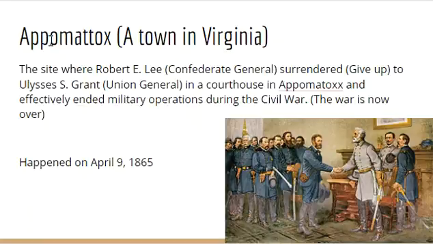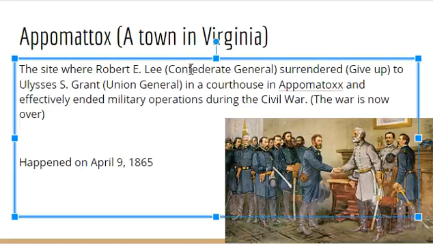And next we're going to talk about Appomattox, which is a town in Virginia. This is the site where Robert E. Lee, the Confederate general, surrendered, which means to give up, to Ulysses S. Grant, who was the Union general. It happened in a courthouse in Appomattox, and effectively ended military operations during the Civil War. So at this point, the war is over. The Confederacy, which Robert E. Lee was the general of, surrendered to Ulysses S. Grant.